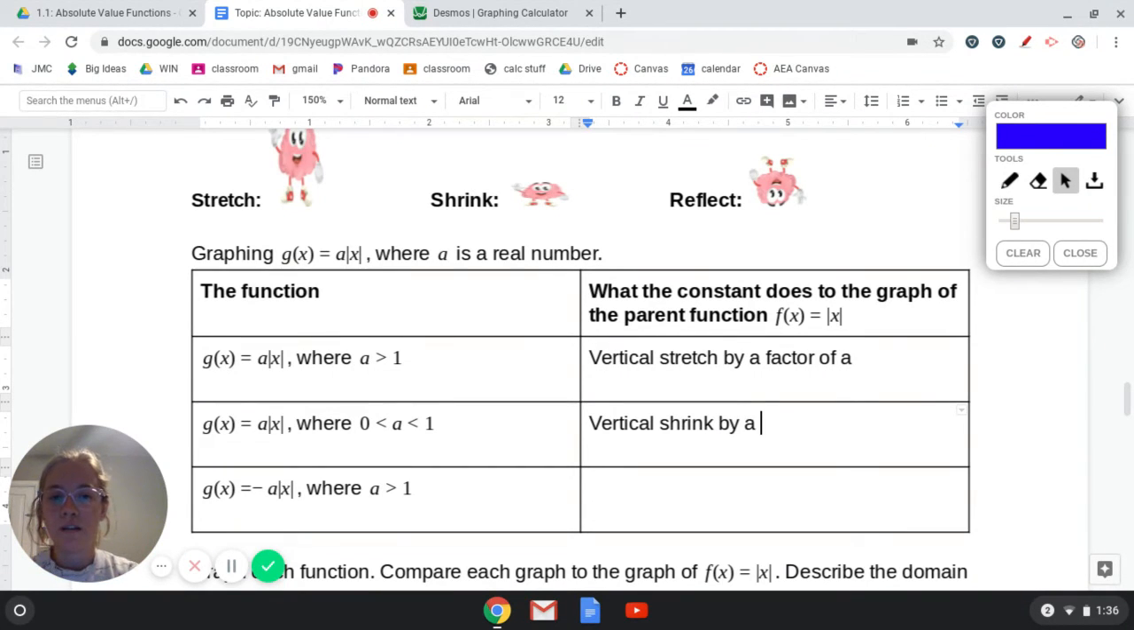Okay, finally, negative a. Doesn't matter if it's a shrink or a stretch. If you have that negative number, it's always a reflection over the x-axis.